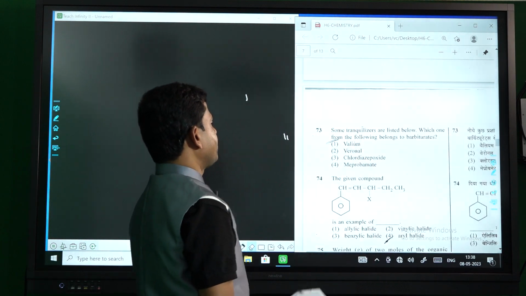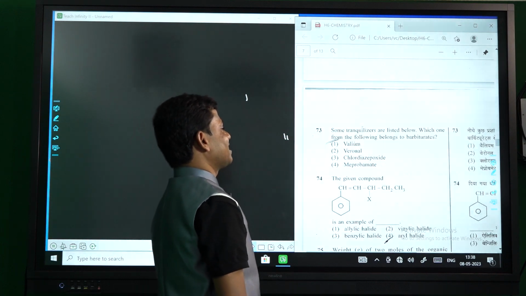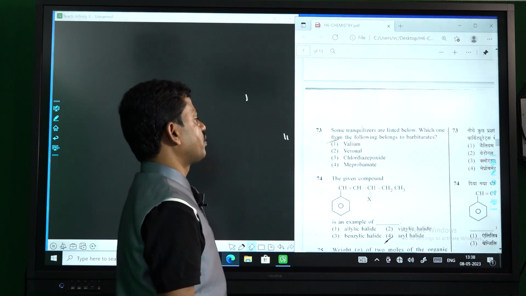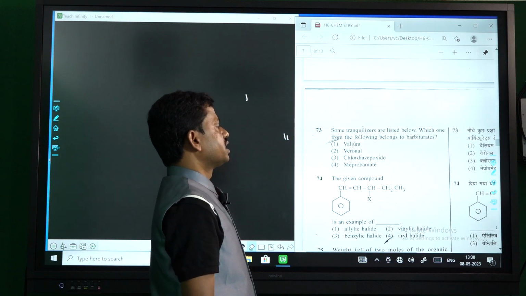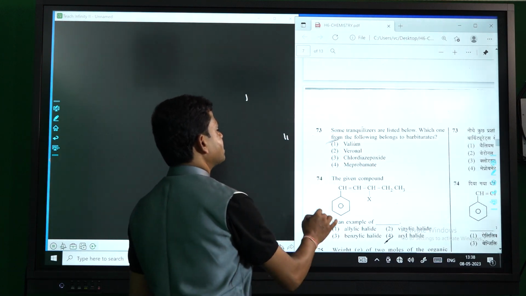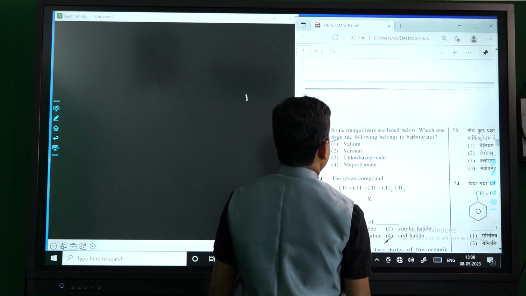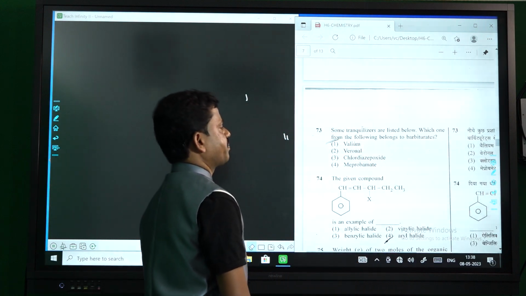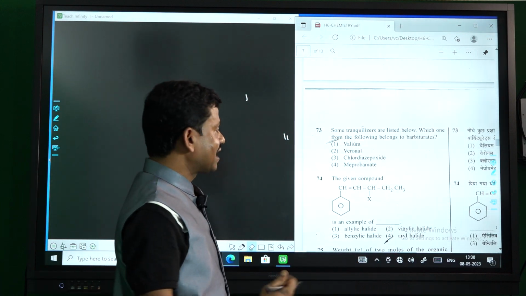Question number 73. Some tranquilizers are listed below. Which one from the following belongs to barbiturates? Barbiturates means veronal. So my option is veronal.